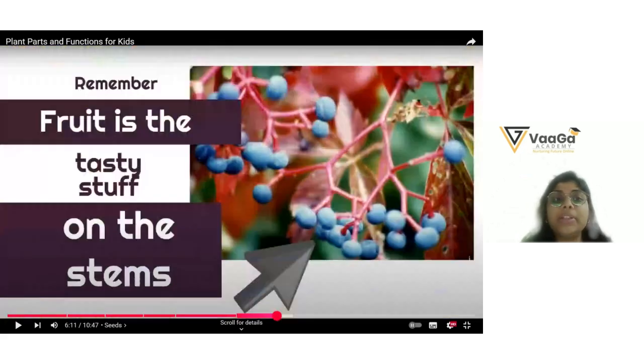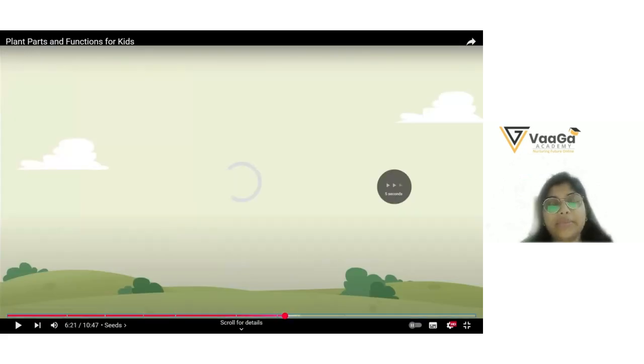So remember that fruit is the tasty stuff on the stem. It means that fruit is the item which we can eat, and when we eat it we feel good because it is very tasty. Yes, it is very tasty. Correct.